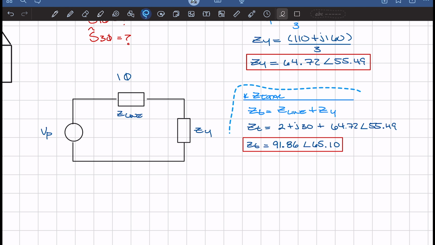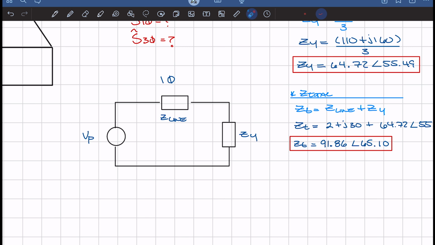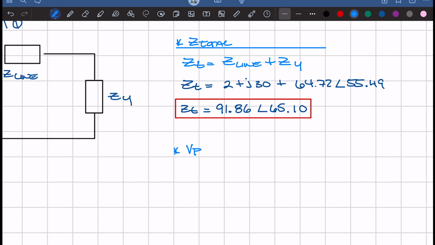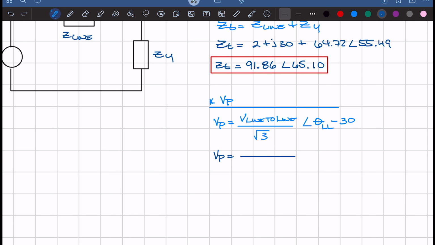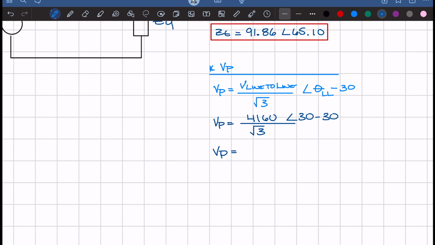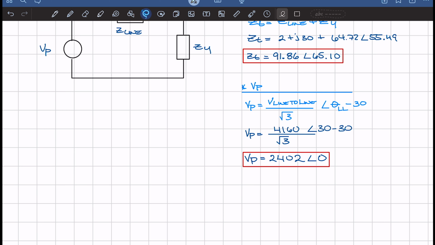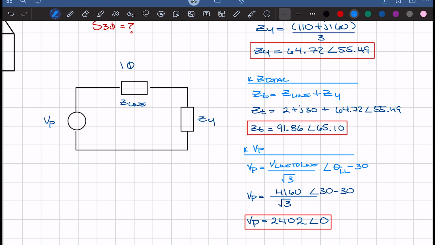So now that we have our Z total, we can focus on our phase voltage. To find the phase voltage, we're going to be using the phase voltage is equal to the line-to-line voltage over the square root of 3 at an angle of theta line-to-line minus 30. So the phase voltage is equal to 4160 over the square root of 3 at an angle of 30 minus 30. This gives us a phase voltage of 2402 at an angle of 0.